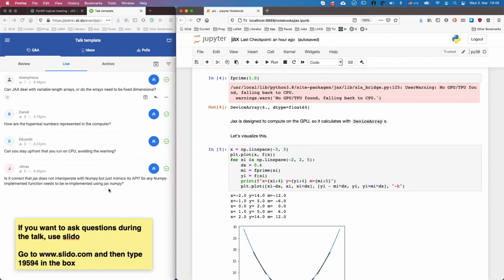There's a new question. Can JAX deal with variable length arrays, or do the arrays need to be fixed dimensional? Yes, that's a good question. So yes, only fixed dimensional ones are allowed.